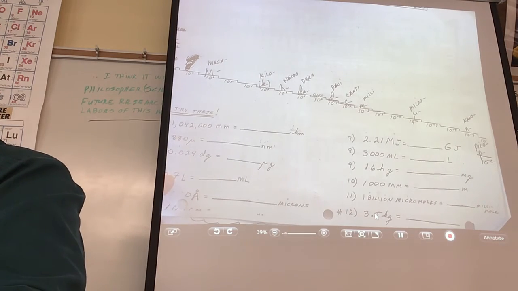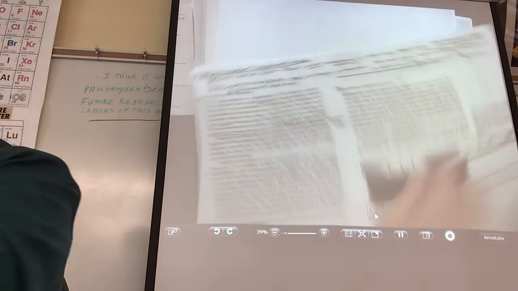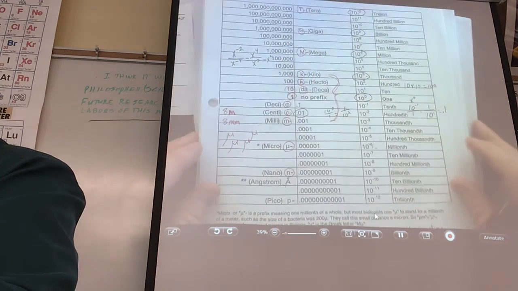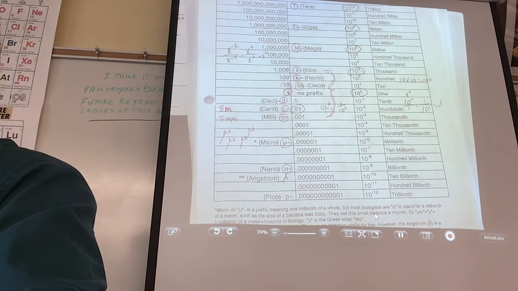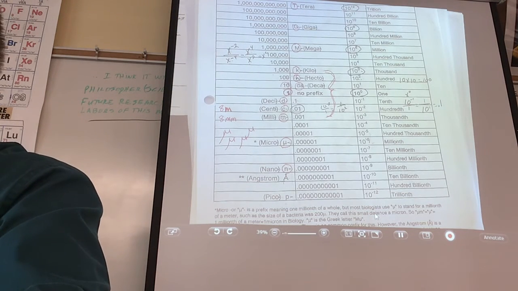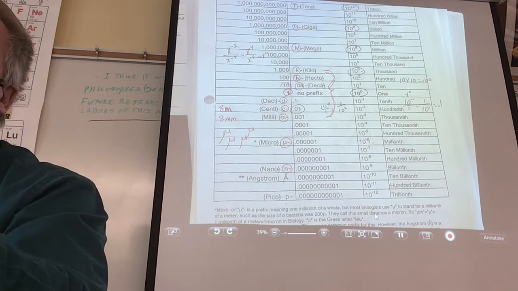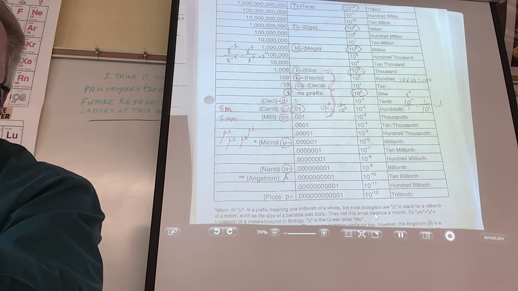All right. Now, the next thing I'd like to do is flip this back over. Thank you, Ryan, for mixing it up. I want to show you two things on here. I want to show you two more things on here that are not prefixes, but I need to know where they are on the power of 10 chart.